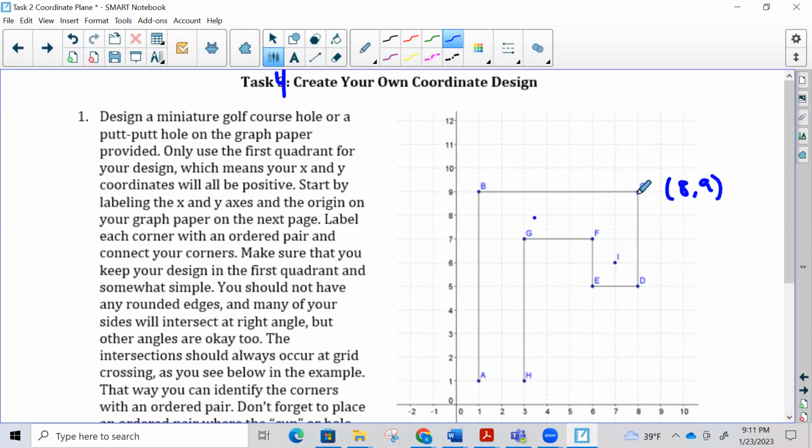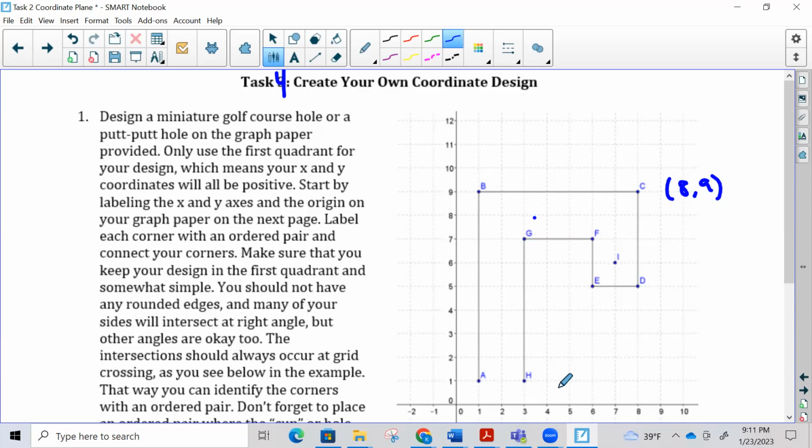So you would talk about connecting C to D and what their coordinate points are, and then D to E, E to F, F to G, G to H. And then you want to say something like, I stopped at point H, where H was the coordinates (3, 1), and I did not connect points A and H.